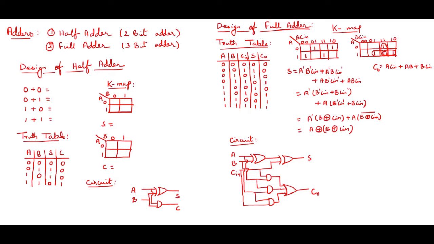Hello everybody. In this video we are going to study about adders. Adders are of two types, half adder and full adder. Half adder is also called a 2-bit adder and full adder is also called a 3-bit adder, because in their capacity full adder can add 3 bits at a single point of time and half adder can add 2 bits. And the bit which I am talking about is nothing but a binary bit.